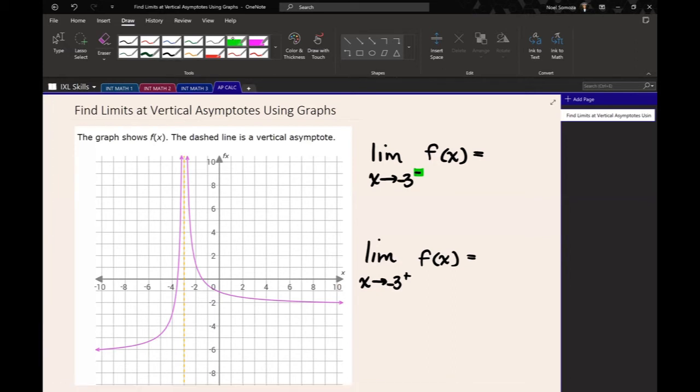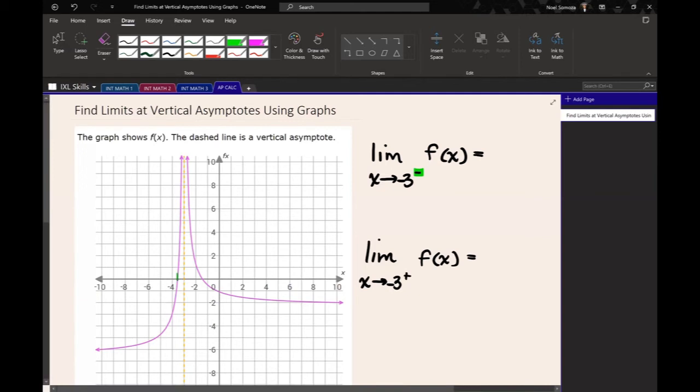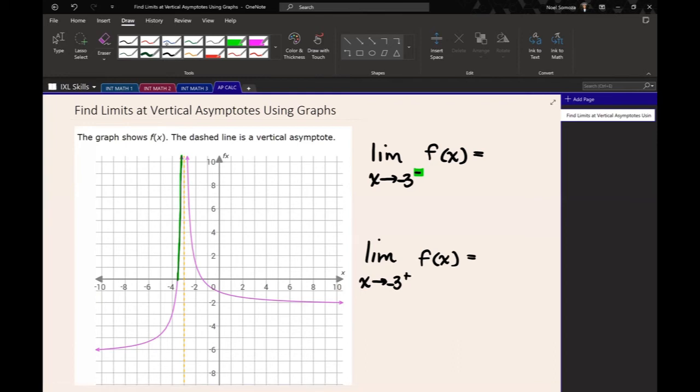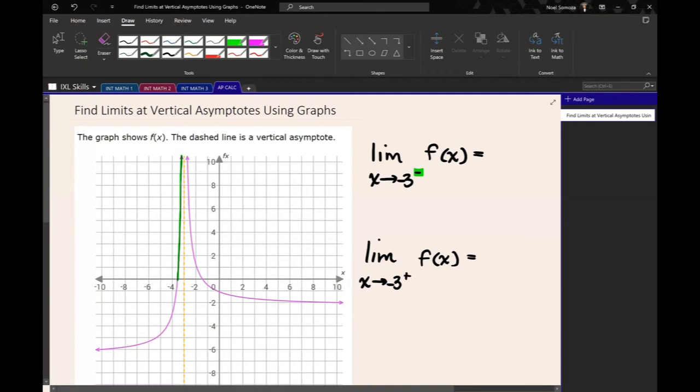So if we track our function as it's approaching -3 on the x-axis, then we want to see where this is headed. We're approaching -3 from the left side, and we can see that the function is headed up towards positive infinity. So the statement that we would want to give here is that the limit as x approaches -3 from the left side is going to be positive infinity.